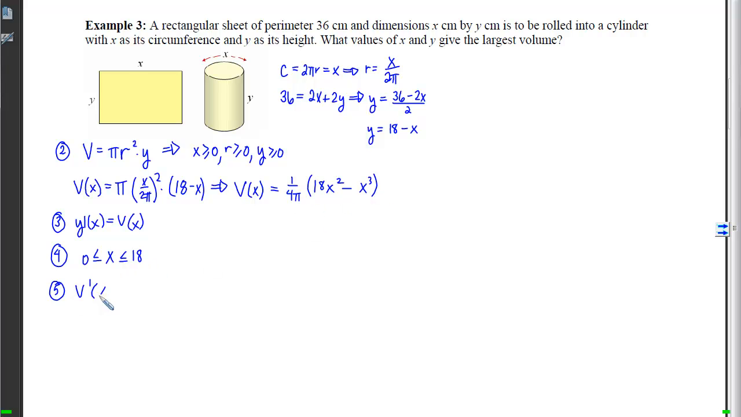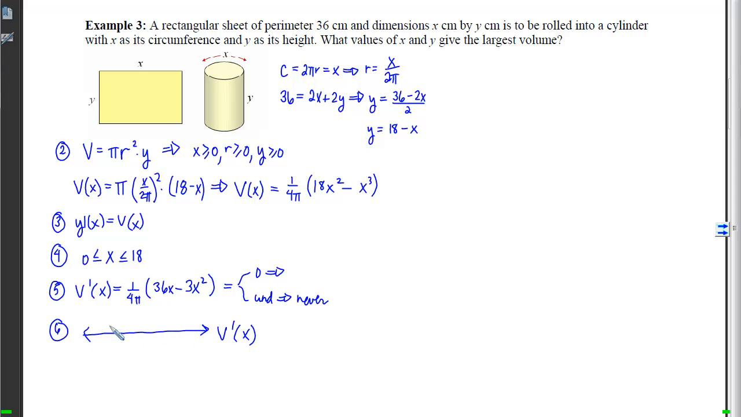So with step 5, I'm going to do v prime of x is the coefficient left alone times a 36x minus a 3x squared. I need to know when that is 0 and when it's undefined. Well, in this case, it's never undefined, and the zeros we can find on our calculator. Once we use that and our calculators, we will be able to set up a sign chart for the derivative of v. And on that sign chart, we will put the domain and we'll put the critical points and the signs of whether that v prime is above the x-axis or below. Once we're to that step, we're ready to summarize.